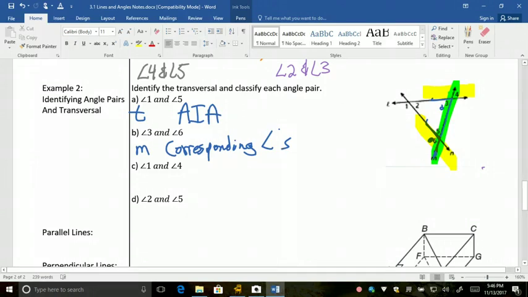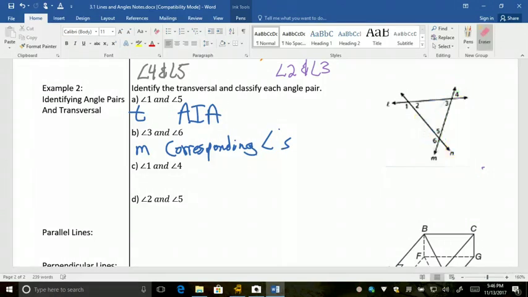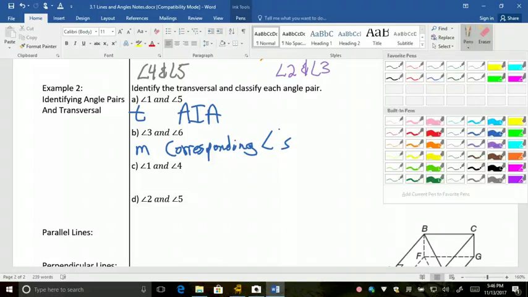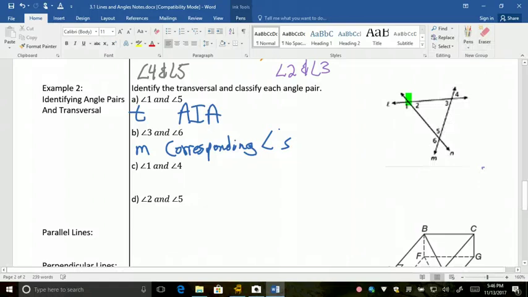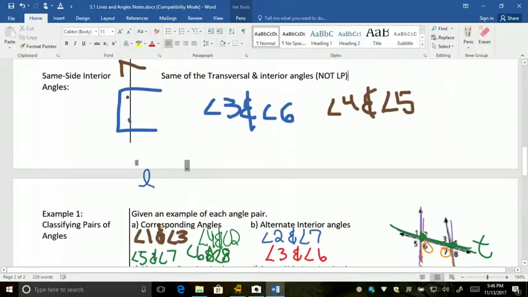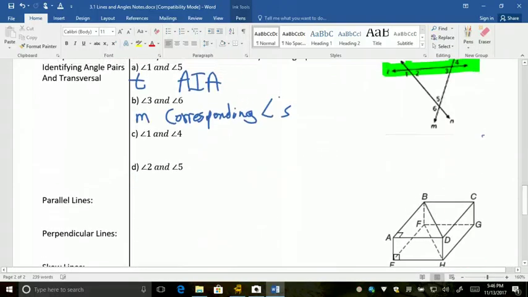Angles 1 and 4 are our next set. Give those a try. See if you can figure out 1 and 4 and 2 and 5. When I touch the vertices of angles 1 and 4, that means line L is my transversal. So L is my transversal, and angle 1 is on the outside of the two lines that it's intersecting, and so is 4. And they're on alternate sides of the transversal. So 1 and 4 are alternate exterior angles.